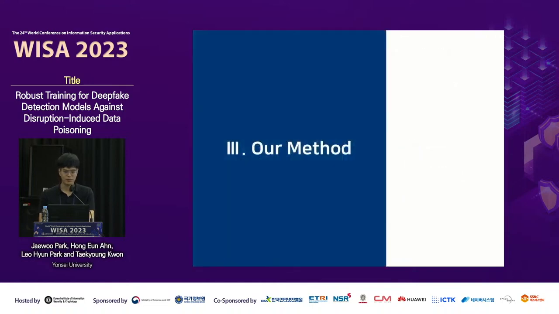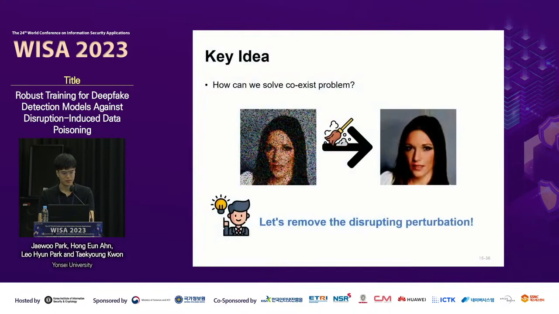So I'm going to talk about our method to solve the coexisting problem. After collecting the data to train the deepfake detection model, we can use purification to remove the disrupting perturbations to generate a proper deepfake image. The key idea is to remove the disrupting perturbation at the detector training level.